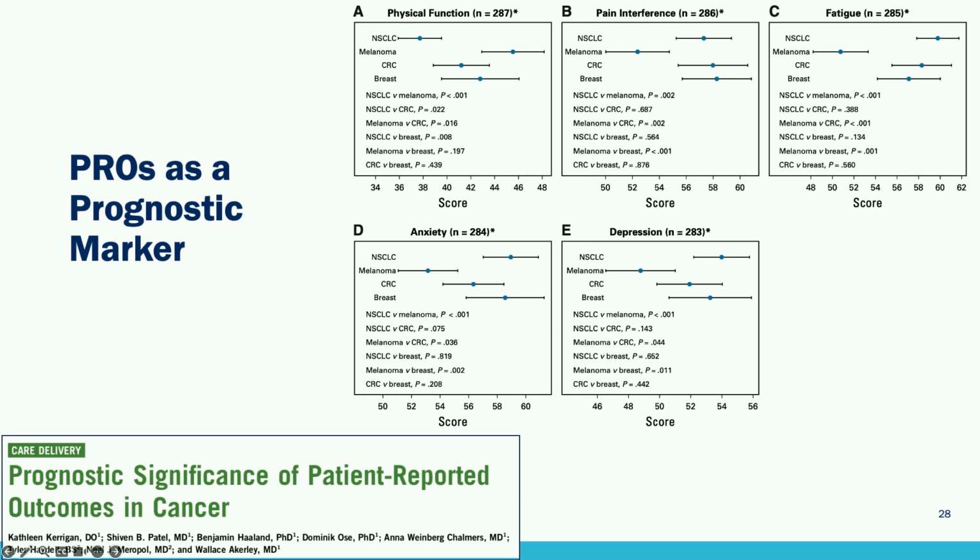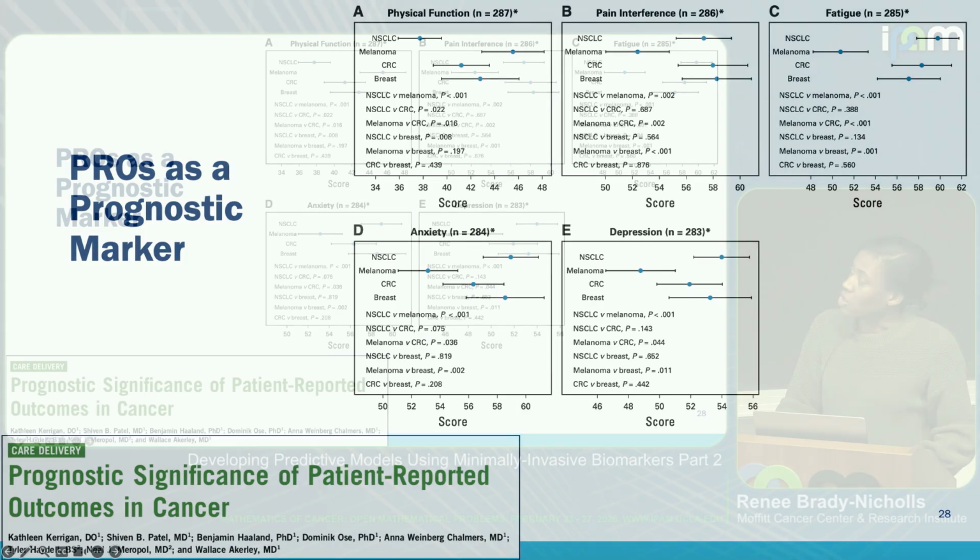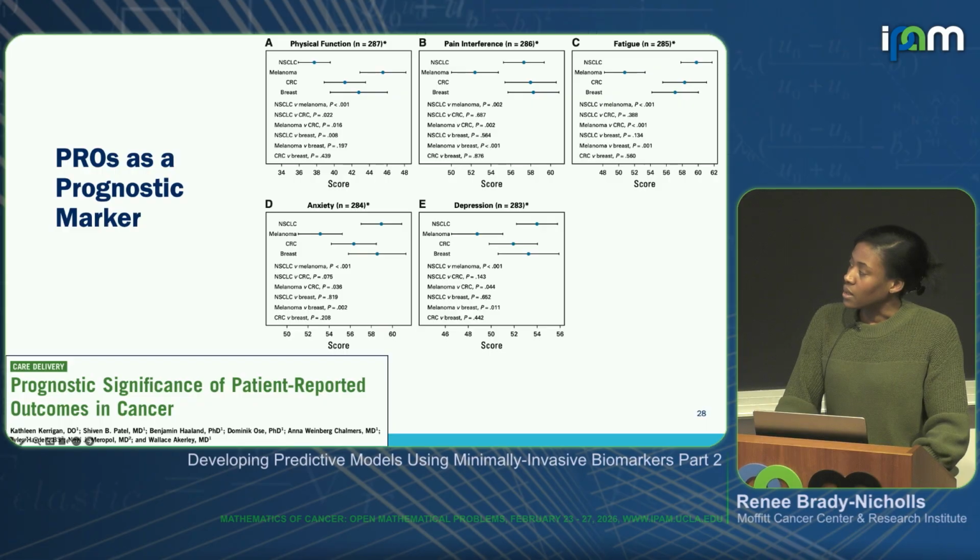And what they found from there was that different cancers have different profiles. So for instance, non-small cell lung cancer patients tend to have a lower physical function, but higher levels of fatigue. Right? You can see melanoma patients tended to do a bit better, where they had very low levels of anxiety and depression compared to other cancers such as breast or non-small cell lung cancer.